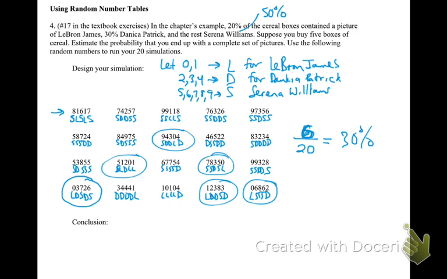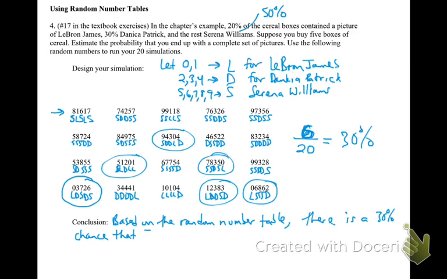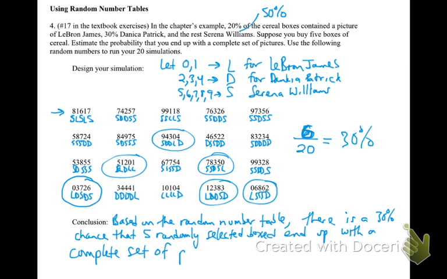So what we're going to write for conclusion is something like this. Based on the random number table, there is a 30% chance that 5 randomly selected boxes end up with a complete set of pictures. Okay, and there's my conclusion.